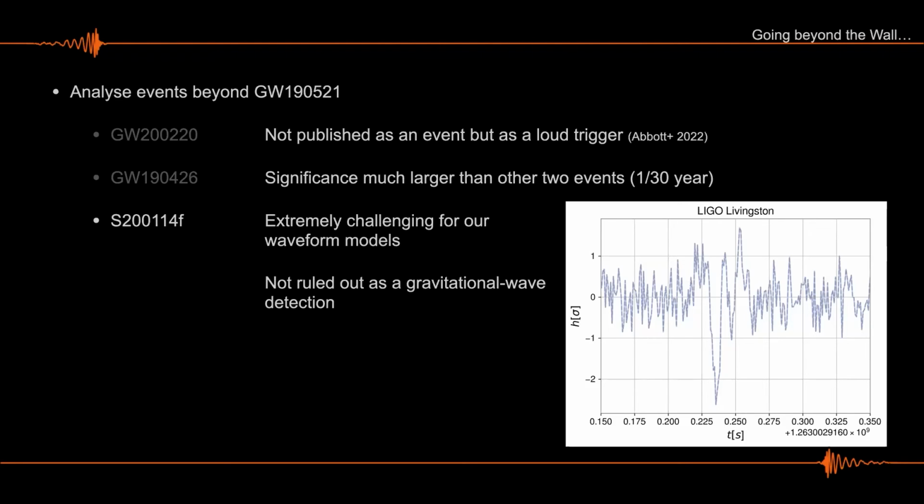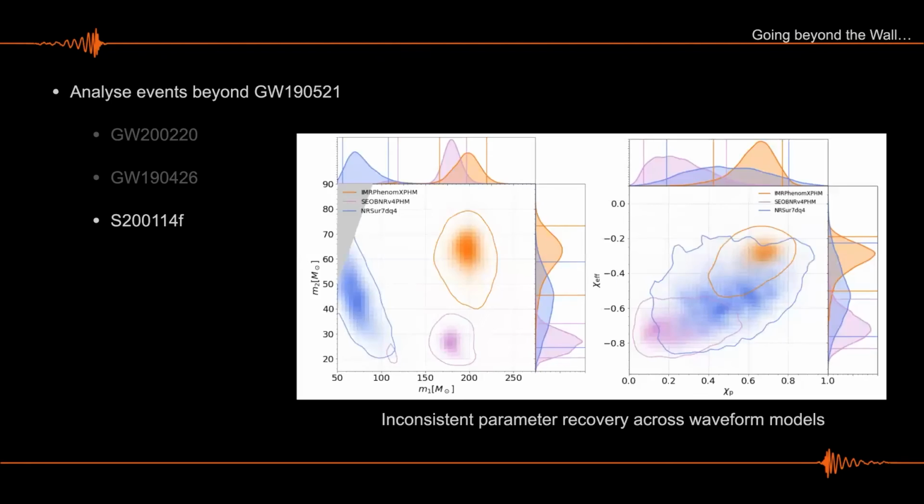This is extremely challenging for our waveform models to reproduce. I will show that in a second. And with all of these things, it has not yet been ruled out as a gravitational wave detection. So we're doing a lot of follow-up studies on it. I said that this thing is very, very challenging for our waveform models. And what I mean is you can predict the signal that would come from this couple of black holes via different techniques: numerical relativity, post-Newtonian calculations, semi-analytical stuff.